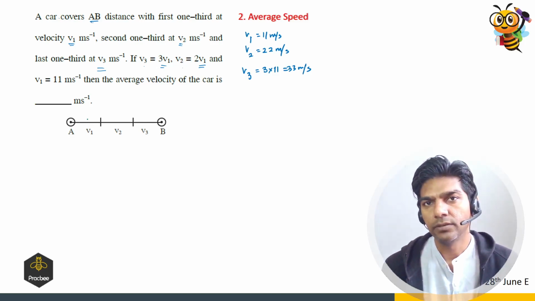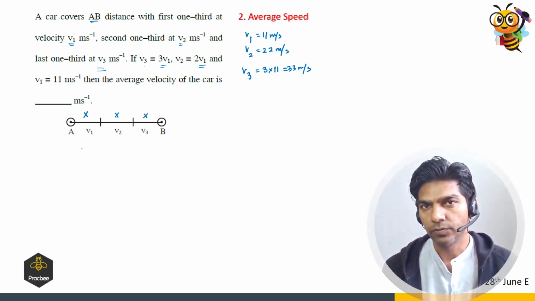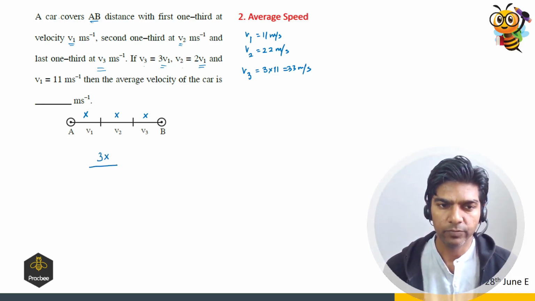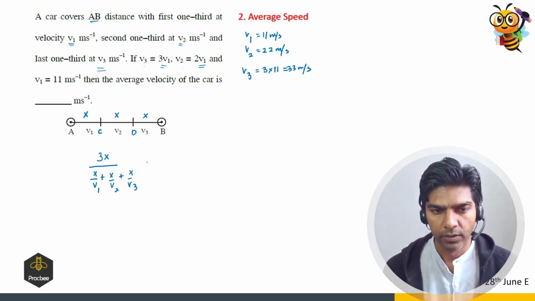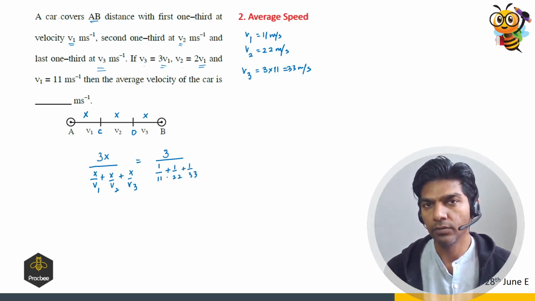So let us assume that the total distance is 3x. So it covers x distance with v1, x distance with v2, x distance with v3. If you want to find the average velocity, that will be the total displacement upon total time. So total displacement will be 3x, and let me call this point C and this point D. Time from A to C is distance upon speed, time from C to D is distance upon speed, and time from D to B is distance upon speed. So x will get eliminated, so it will be 3 divided by 1 by 11 plus 1 by 22 plus 1 by 33.